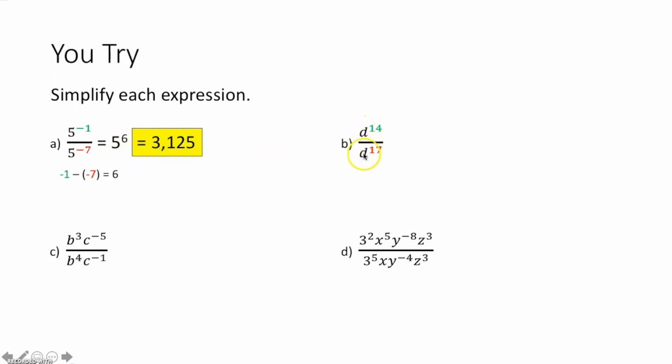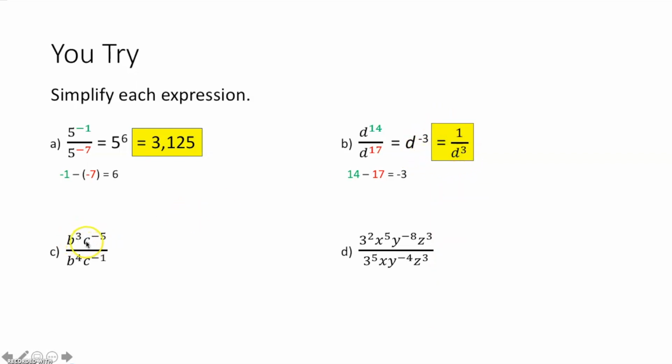When you divide like bases, you subtract the exponents. What's 14 minus 17? That's negative 3. So we end up getting d to the negative third. Again, since we're simplifying, we can't have a negative exponent in our answer. So we're going to take this d to the negative third, move it to the denominator, and make it 1 over d to the positive third, because when you move it, the exponent becomes positive.